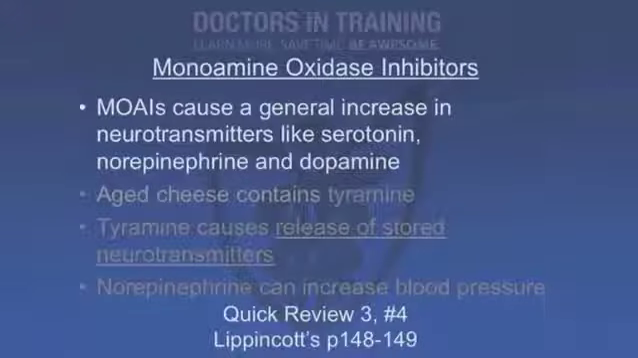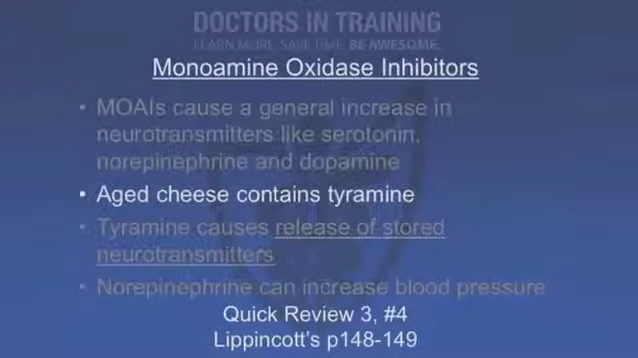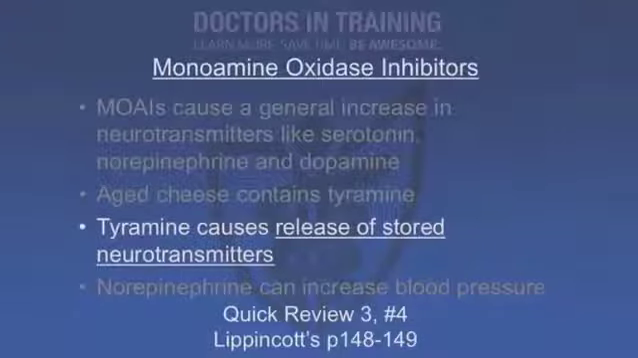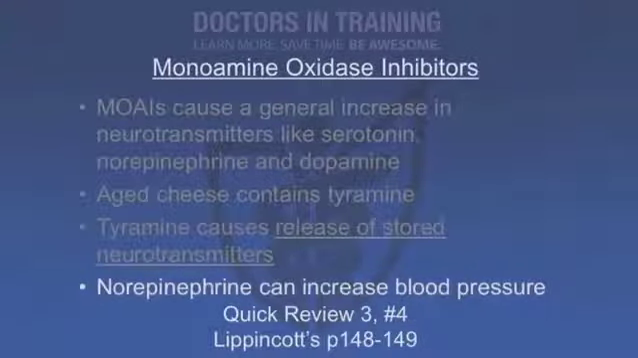How does eating aged cheese while taking an MAOI cause hypertension? So, as we just mentioned before, MAOIs cause a general increase in neurotransmitters like serotonin, norepinephrine, and dopamine. Aged cheeses contain tyramine, and tyramine causes release of stored neurotransmitters. So that norepinephrine can then increase blood pressure.